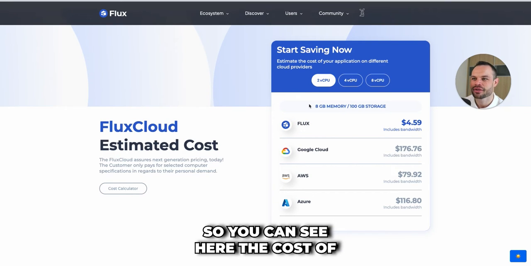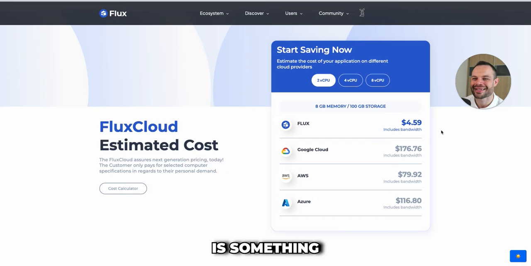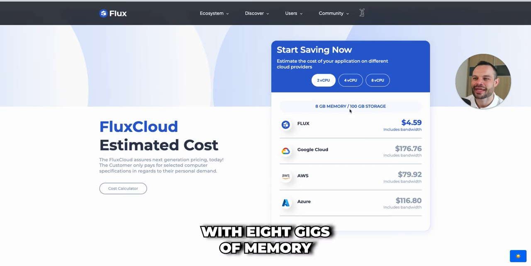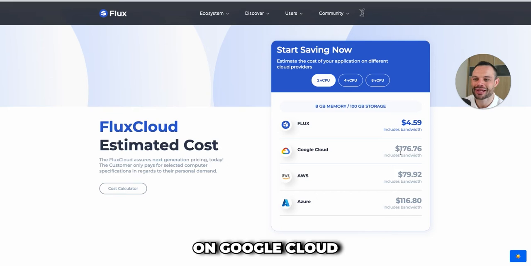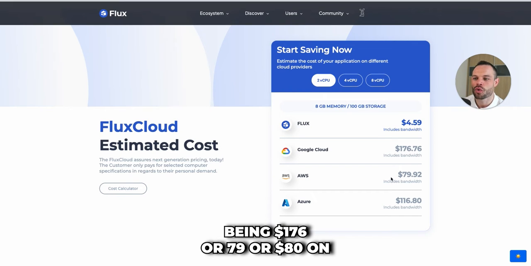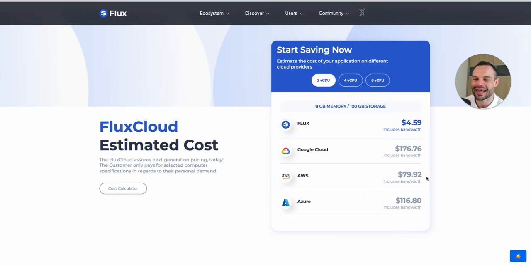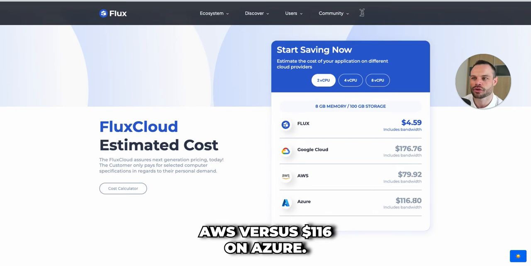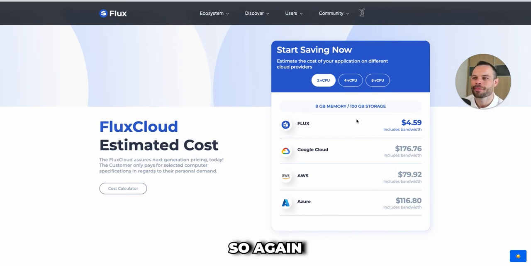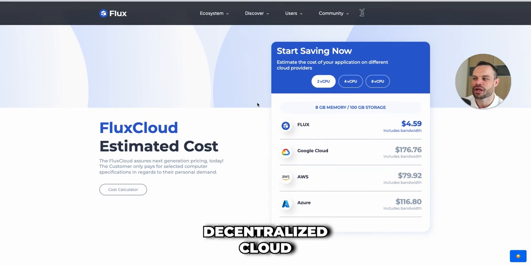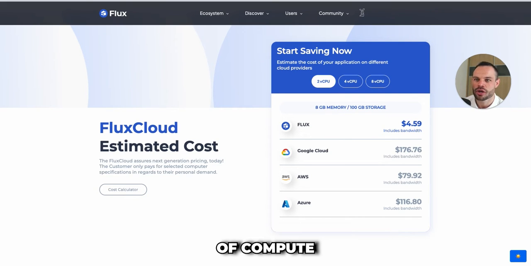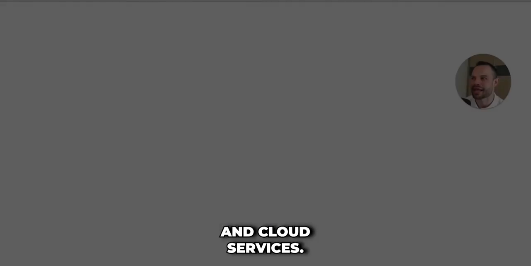So you can see here the cost of a 2V CPU is something more akin to $4.59 with 8 gigs of memory and 100 gigs of storage, versus a similar solution on Google Cloud being $176, or $79 or $80 on AWS, versus $116 on Azure. So again, the idea here is that FLUX are creating this decentralized cloud in a blockchain world that significantly reduces the cost of compute and cloud services.